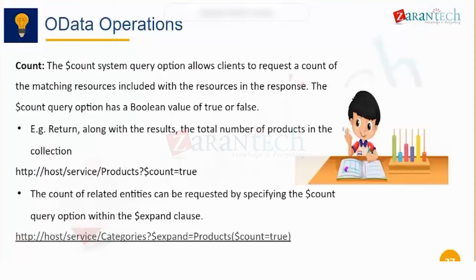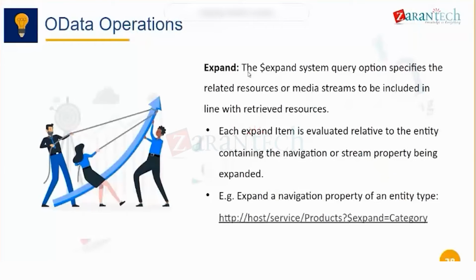Similarly, count of related entities also can be done. For example, within categories, how many products are there? You can also find that. For that, you have to use the expand option. What we have been discussing so far is expand, so this is explained here.